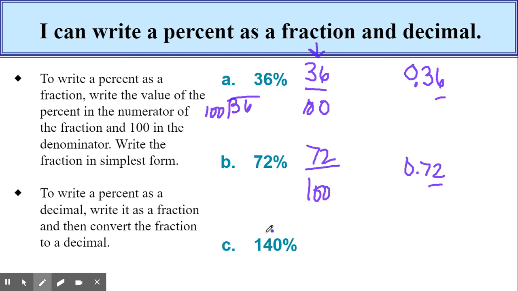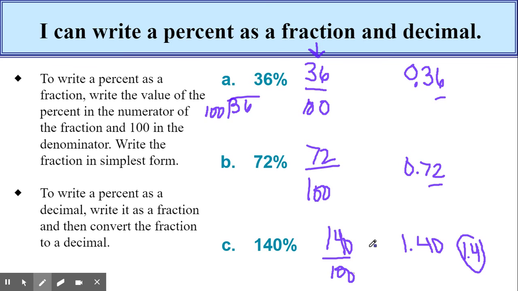And then this last one, 140%. I'm going to write 140 over 100. And then when I write this fraction as a decimal, because this percentage is over 100, I'm going to write 1.40 or 1 and 40 hundredths, and that would be my decimal. Just remember, I can change that to 1.4 or 1 4/10 as my final answer for my decimal.